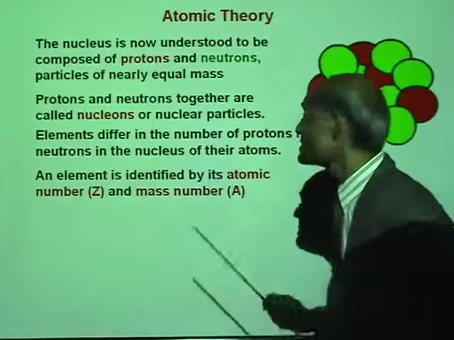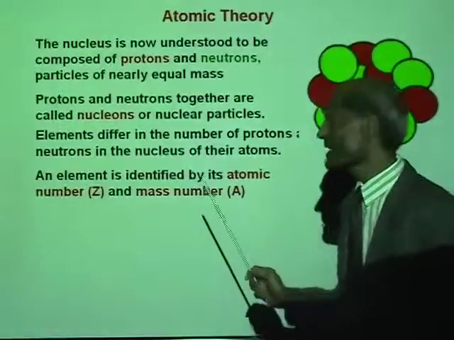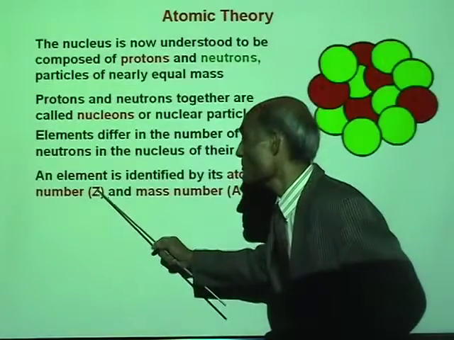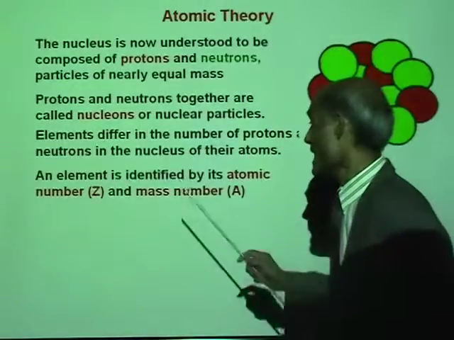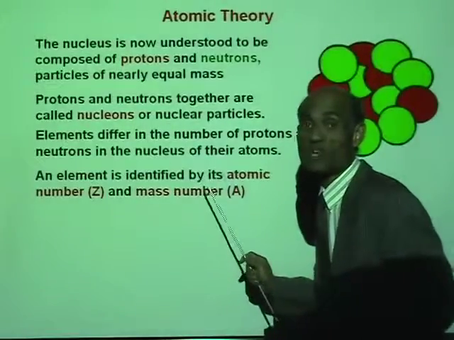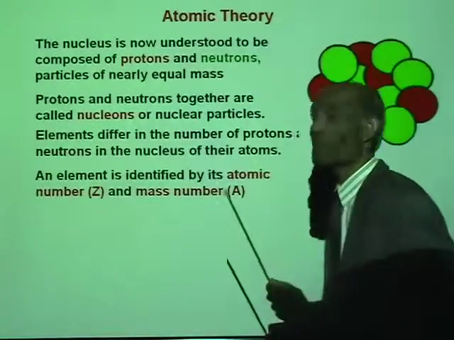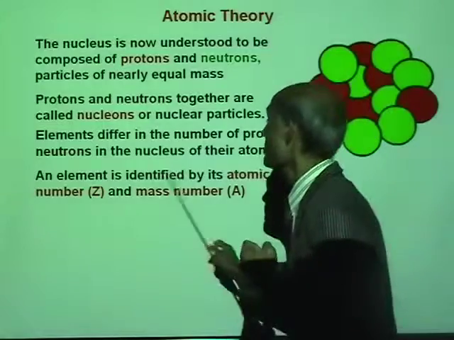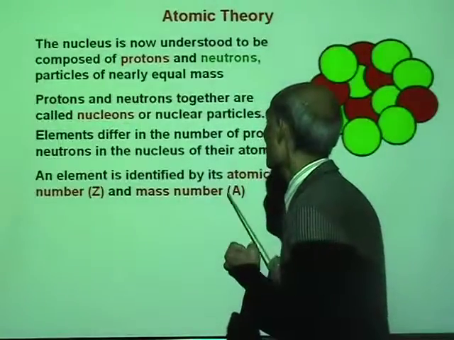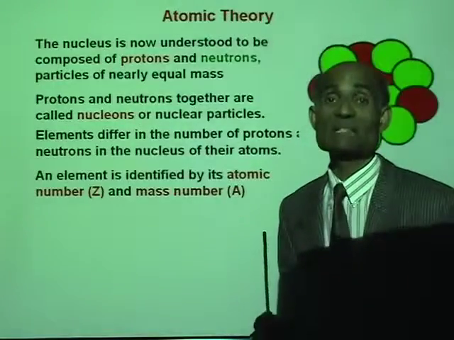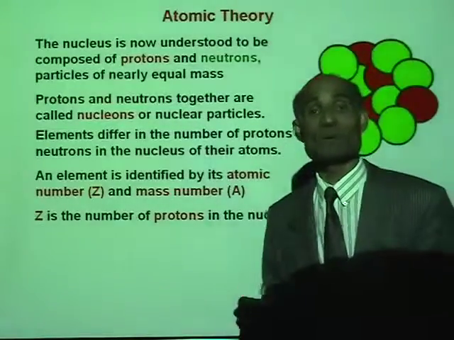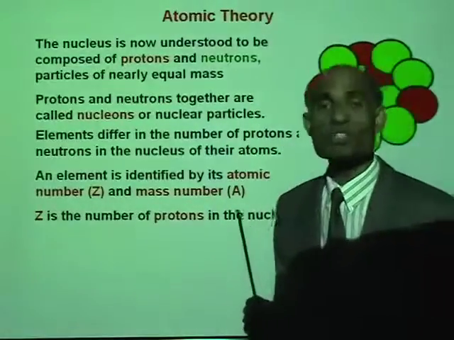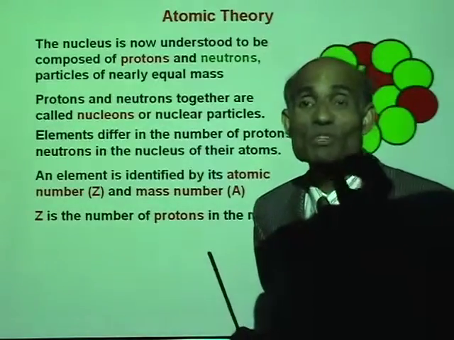An element is identified, I want you to remember this, by its atomic number, and we represent the atomic number by the letter Z, and the mass number, which is identified by the letter uppercase A. So an element is identified by its atomic number, Z, and mass number, uppercase A. Now what is the atomic number? The atomic number of an element is the number of protons in the nucleus.